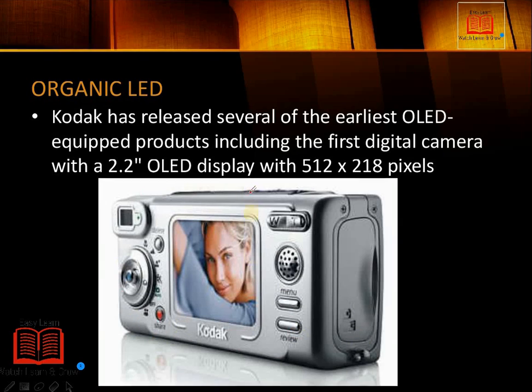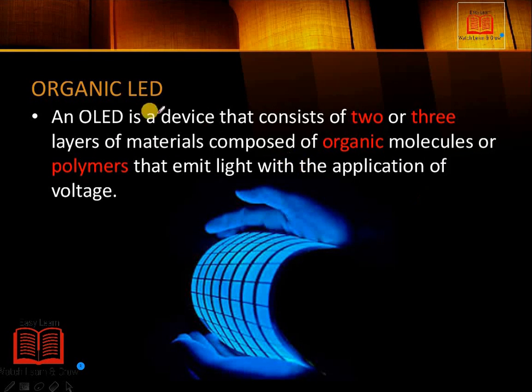This is the first camera screen developed by the company called Kodak. This company is the same as I showed on the previous slide. They invented the organic LED technology, and they also made the first OLED display, that is 2.2 inches wide and very thin, 512 by 218 pixels. This is the ratio that is used. An OLED is a device that consists of 2 or 3 layers. This is the construction and internal diagram.